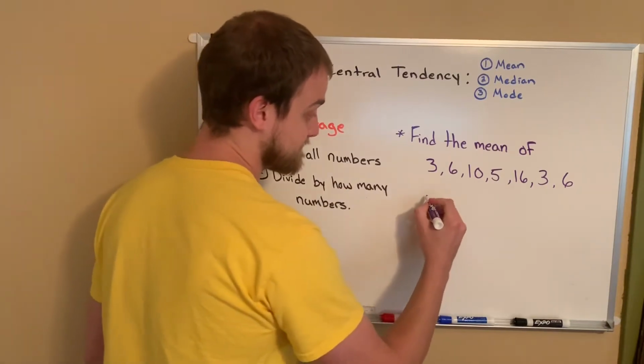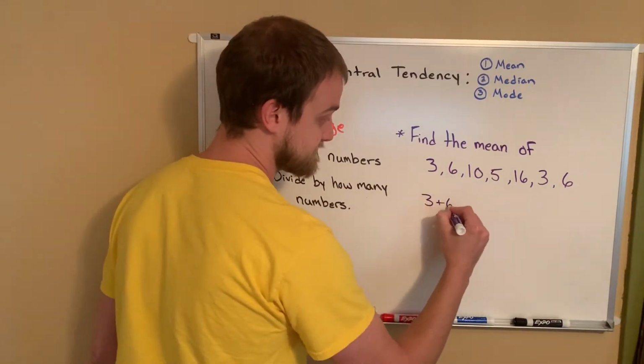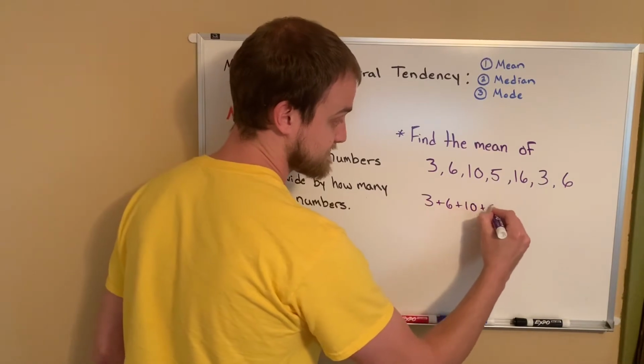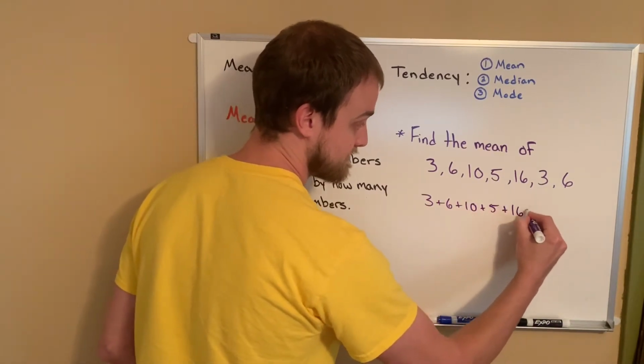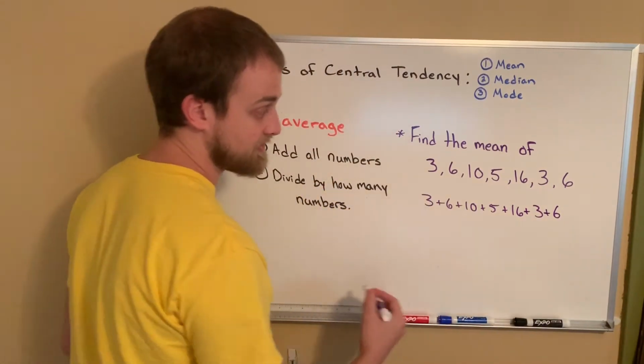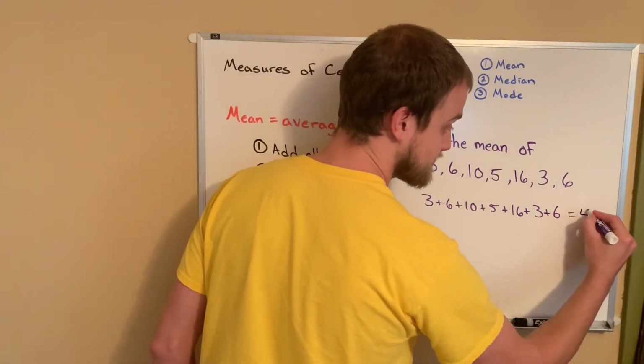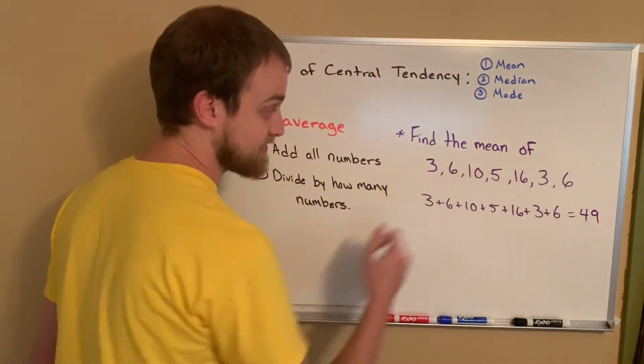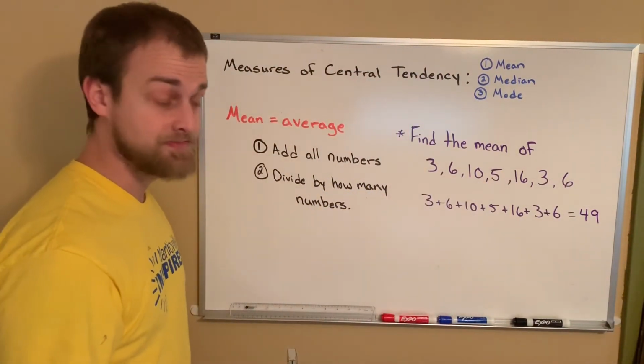So what I would do is 3 plus 6 plus 10 plus 5 plus 16 plus 3 plus 6. Now, if you run the math on that, you should get 49. So that's the sum of all of my data points.